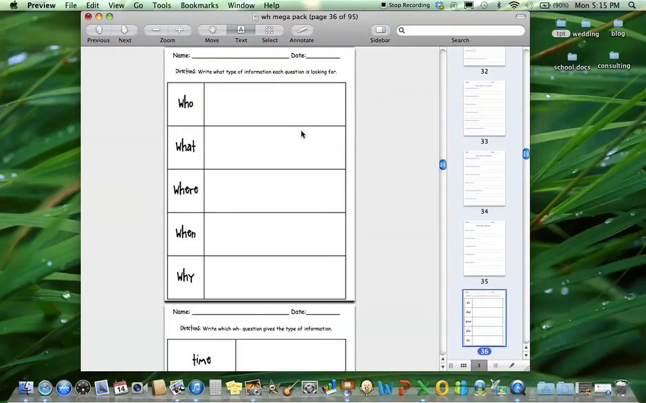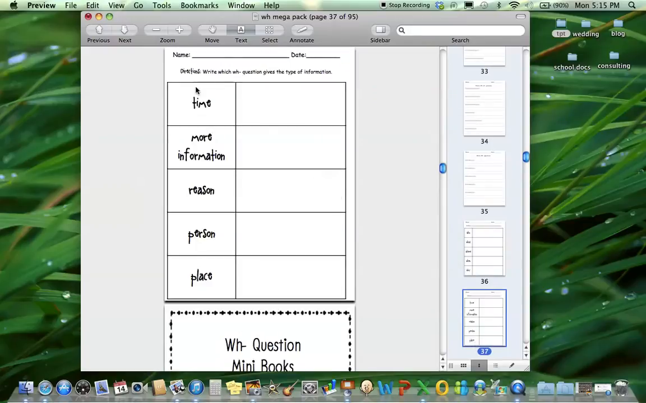Here are a few other ones, writing in the type of information each question is working for, or vice versa, writing the type of question that matches the type of information.